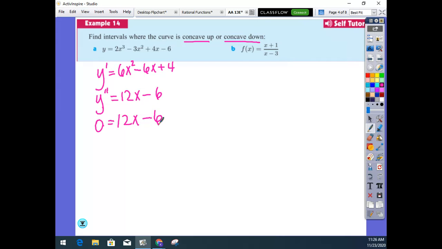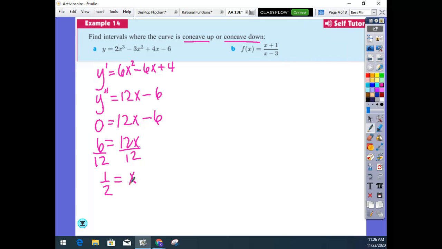You're just doing it with the second derivative rather than the first derivative. So I'm going to move over the 6, divide by 12, and we find the second derivative equals 0 when x is 1/2. So we're just going to use our chart.